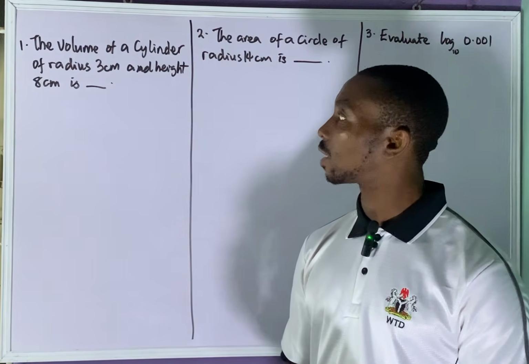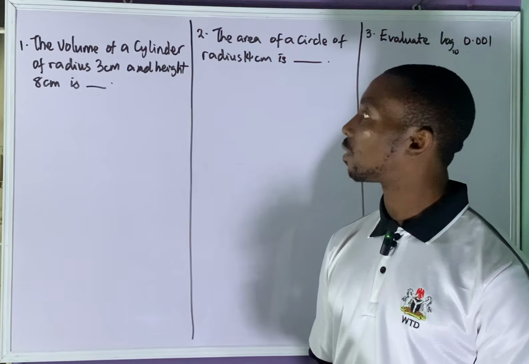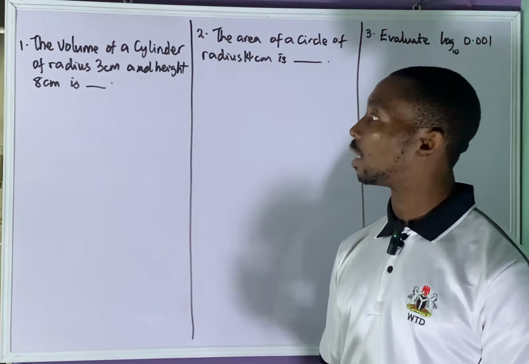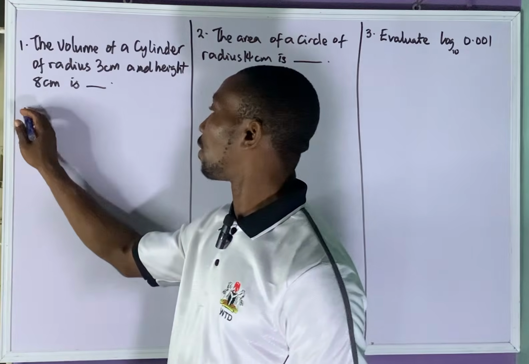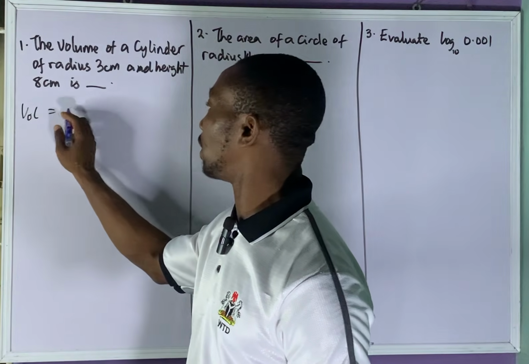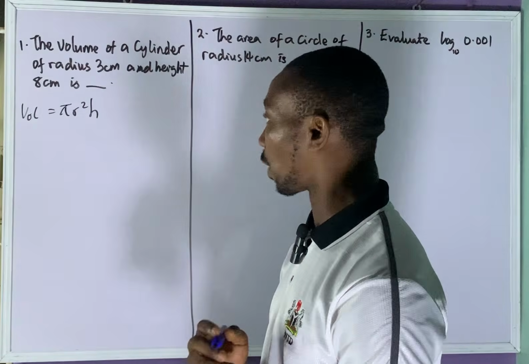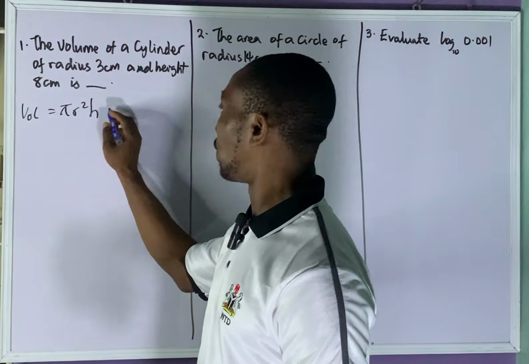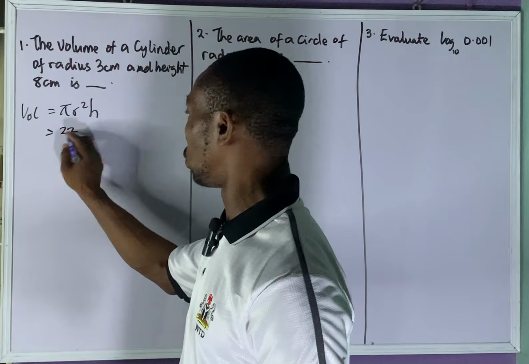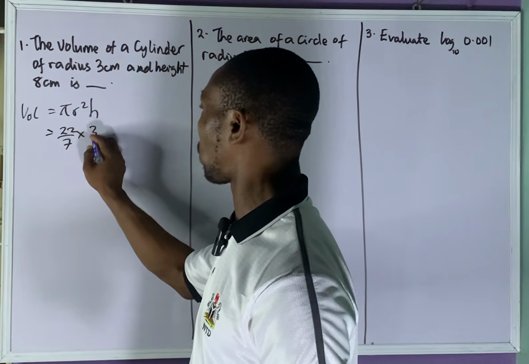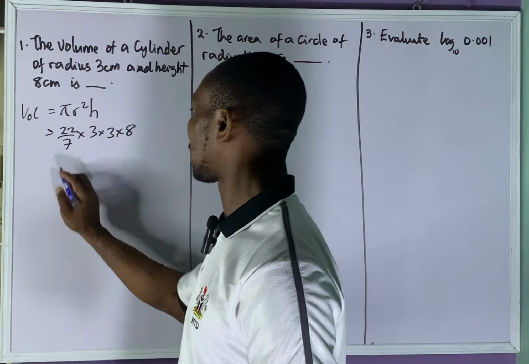The first question says, the volume of a cylinder of radius 3 cm and height 8 cm is... First, our formula for volume is given as pi r squared h. Now, our pi is 22/7 times 3 times 3 times h, which is 8.